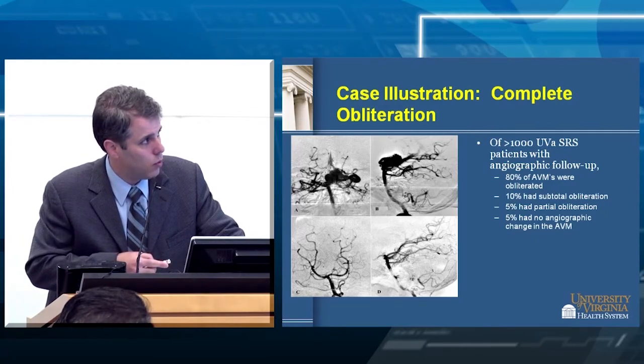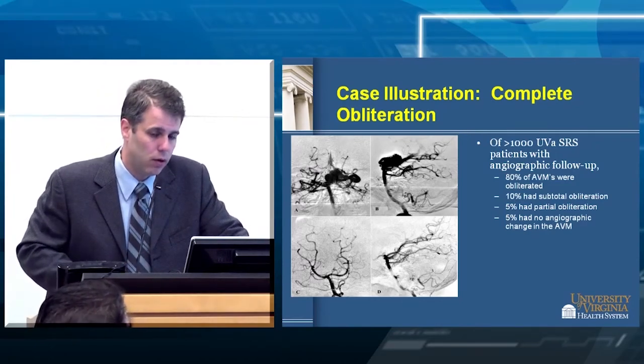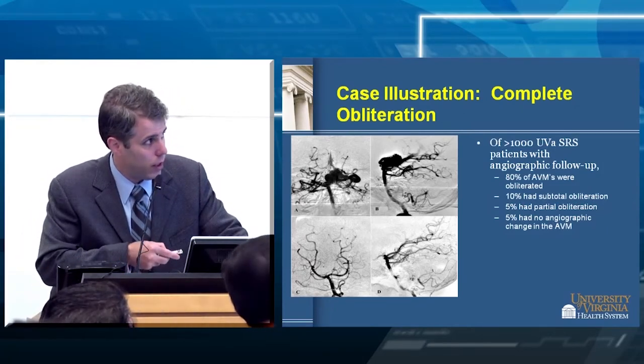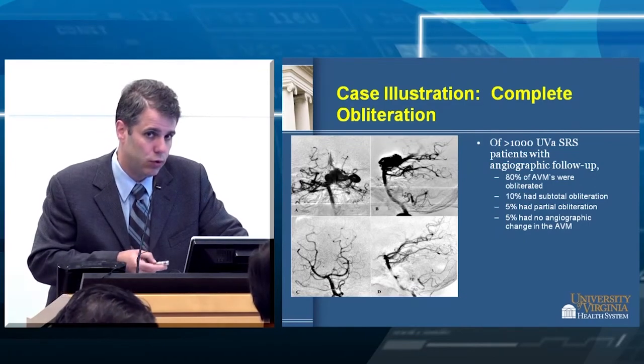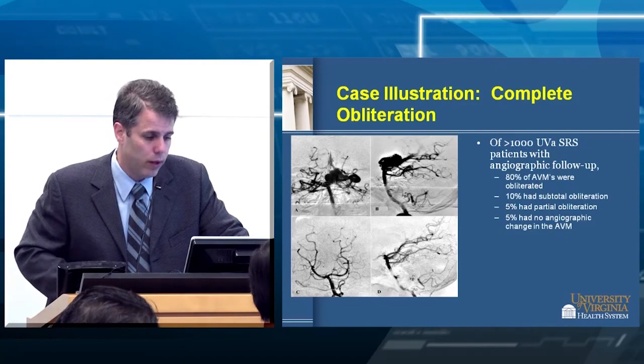10% had subtotal obliteration, 5% had some degree of partial obliteration, 5% had no angiographic change at three years out. So these patients that have no angiographic change or that have a partial obliteration really warrant repeat treatment. But you can see that we're having some substantial benefits in terms of risk reduction in terms of future hemorrhage in 90% or more patients long-term with radiosurgery.